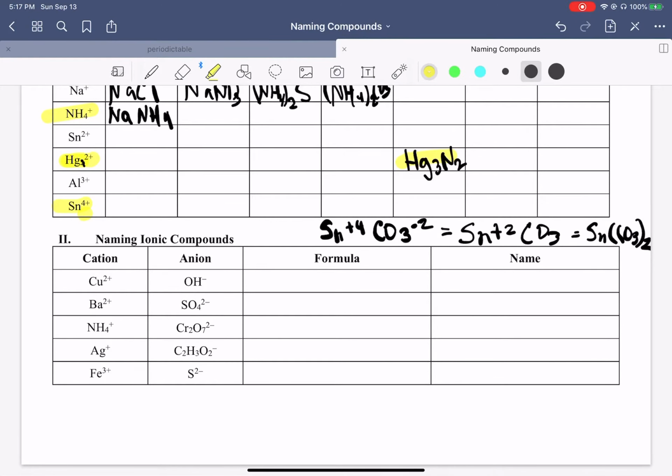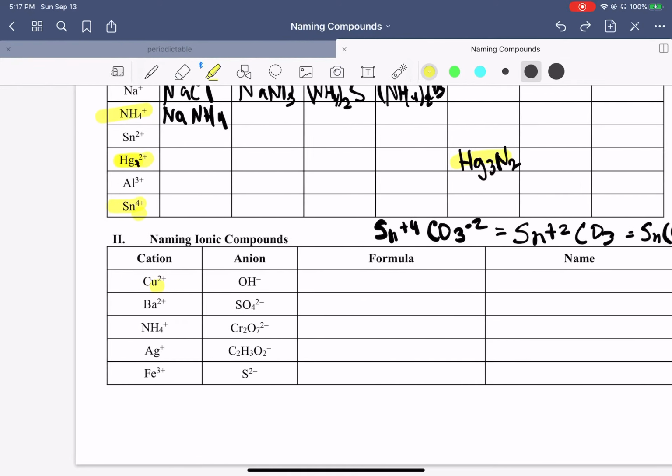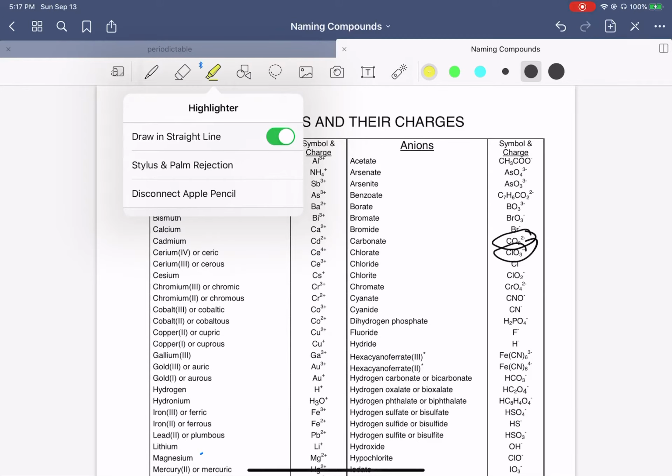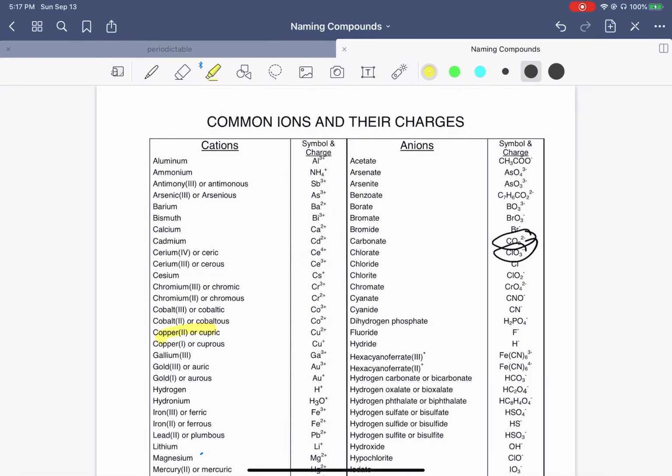Next, taking a look here, naming ionic compounds. Again, you're going to be making the formula and the name. Here you have copper + 2. And if we look at our chart, we see that copper is one that we have here that is a +2. So we want to make sure that we use that parentheses.